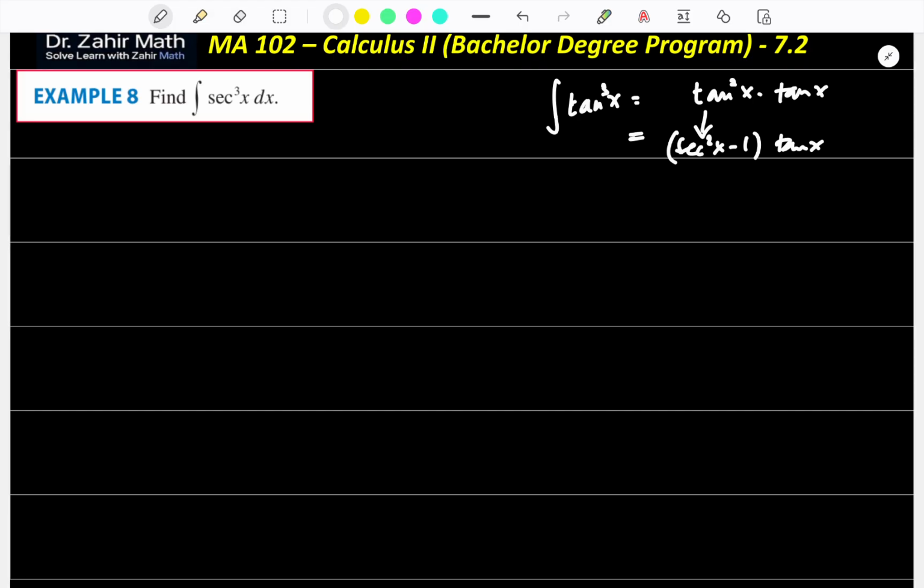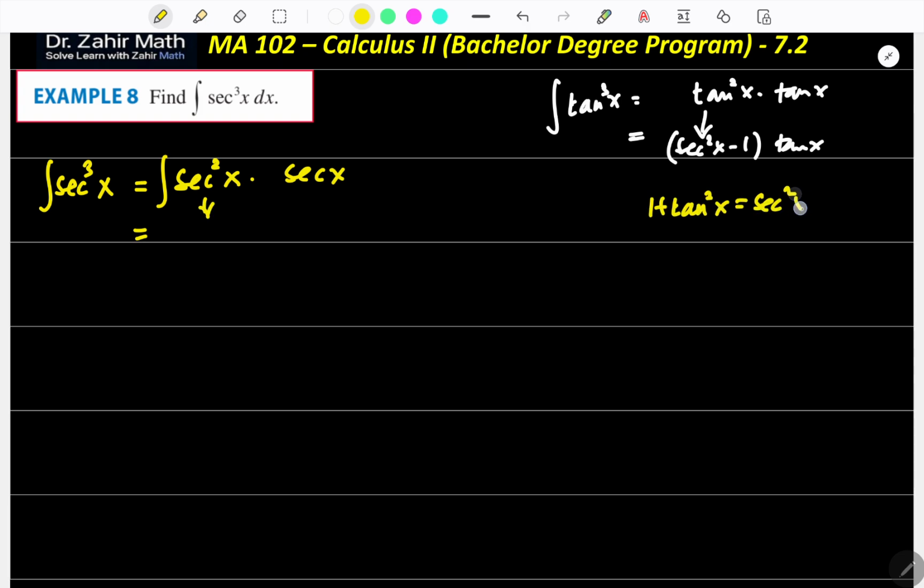Suppose I write secant cube x, forget about integration. Secant cube x, I'll write it as secant square x times secant x. If I write like this, okay, put integral, no problem. So this equals, what is secant square x? 1 plus tan square x is equal to secant square x. So this will be 1 plus tan square x, and then integral secant x, you will get it.